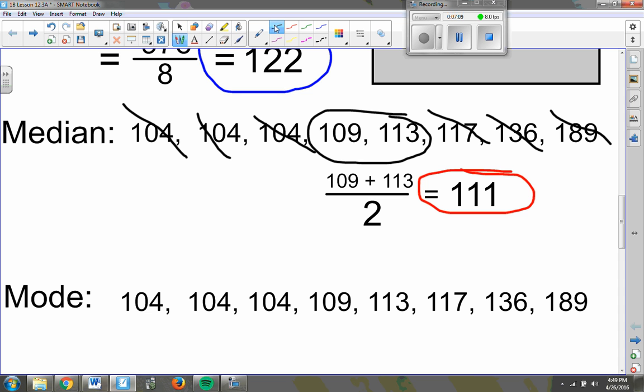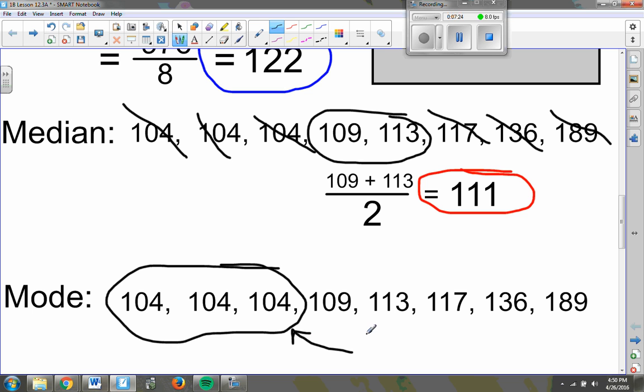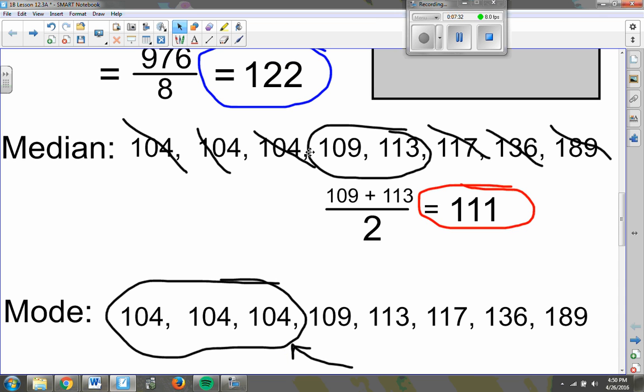So I think it's pretty easy to see here that I have one of every number except 104. 3 of my bowlers got 104 as their score, so the mode is most certainly 104. Okay, so the mode is 104. That's my most popular data point by far. So I have these 3 numbers, 104, 111, and 122 as my mode, median, and mean, respectively.